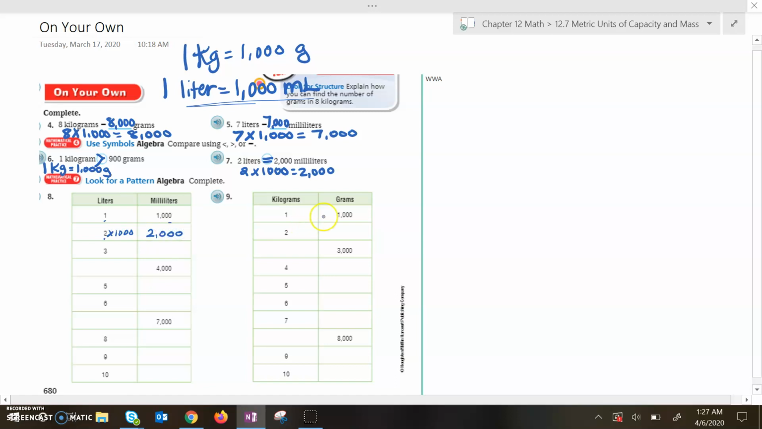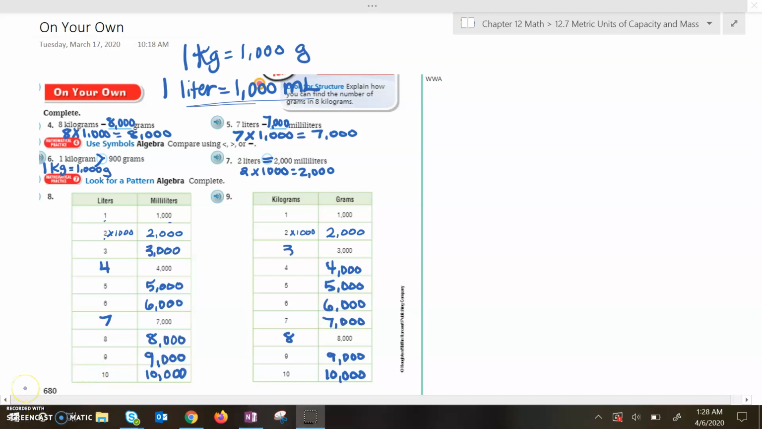And on number 9, similar. 2 times 1,000, because for every 1 kilogram you have 1,000 grams. That would give you 2,000. I want you to go ahead and pause and solve the rest, and when you push play, you will be revealed the answers. Now after solving, you should have gotten these answers. Go ahead and check through and make sure that you did it correctly.